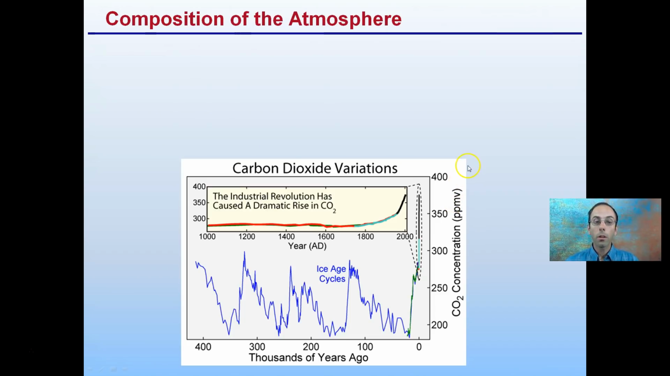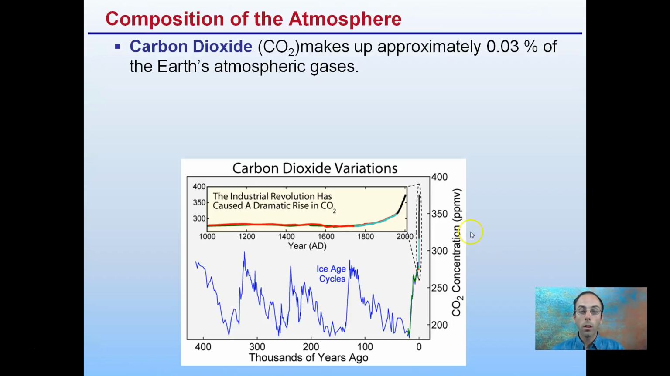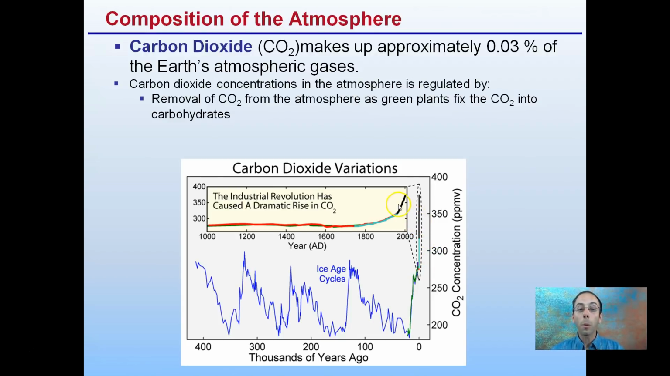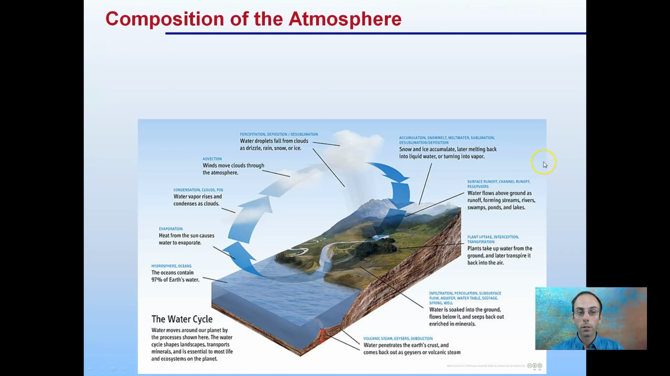Looking specifically at carbon dioxide, it makes up approximately 0.03% of the Earth's atmospheric gases, and it changes a little bit depending on where you are, and sadly it's also changing over time. Carbon dioxide concentrations in the atmosphere are regulated by the removal of carbon dioxide by plants as they fix the carbon from carbon dioxide into carbohydrates, and by exchanges of carbon dioxide between the atmosphere and the oceans. There are also chemical reactions between the atmosphere and limestone. We're seeing that concentration of carbon dioxide increase very dramatically over recent years.